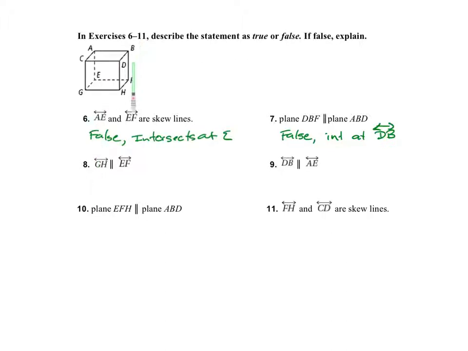So GH is this line right here in the front, and EF is the one on the back. That's true. They are parallel, so you can see they will never intersect. Right? VB and AE are parallel. VB and AE is false. False. They are actually skew lines.